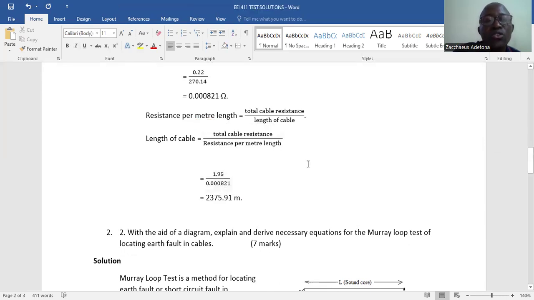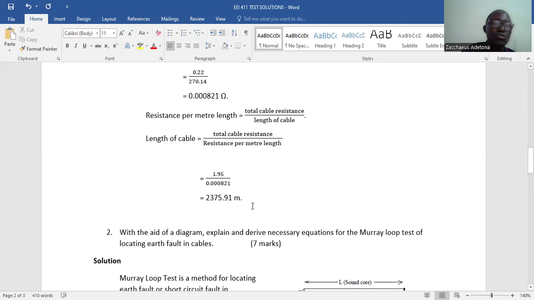Therefore, resistance per meter length equals total cable resistance divided by length of cable. Therefore, length of cable is equal to total cable resistance divided by resistance per meter length. Total cable resistance is 1.95 ohms. And so length of cable is equal to 1.95 ohm divided by 0.000821. And the answer is 2375.91 meters. And that is the solution for problem number 1.